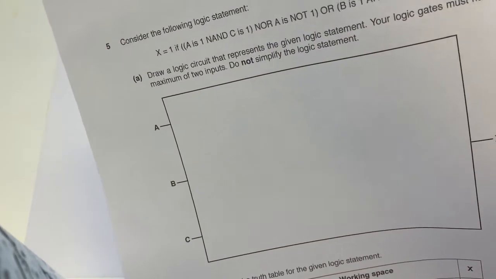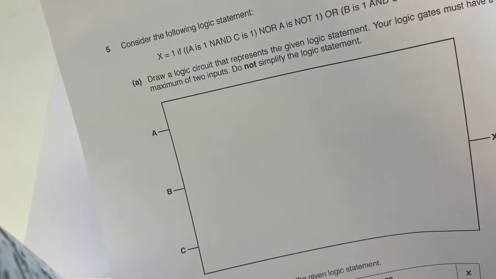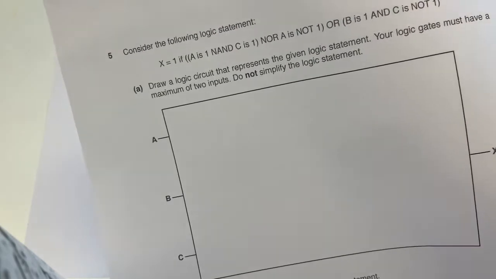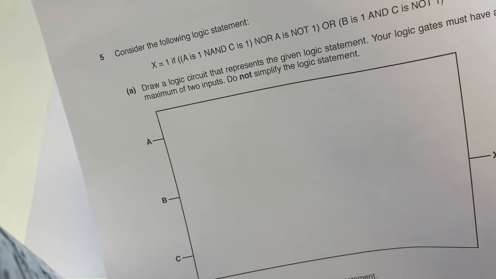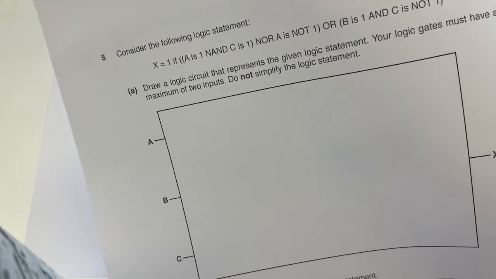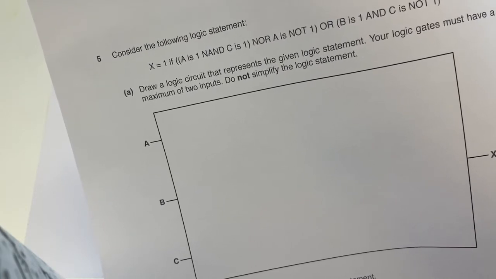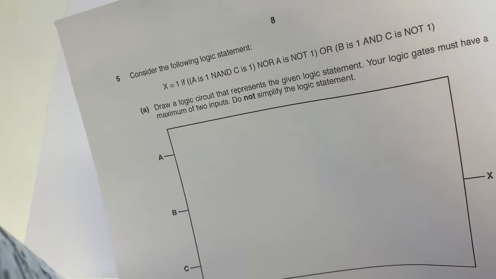And then we've got here: draw a logic circuit that represents the given logic statement. Your logic gates must have a maximum of 2 inputs. Do not simplify the logic statement. Okay, let's try and break this down a little bit.